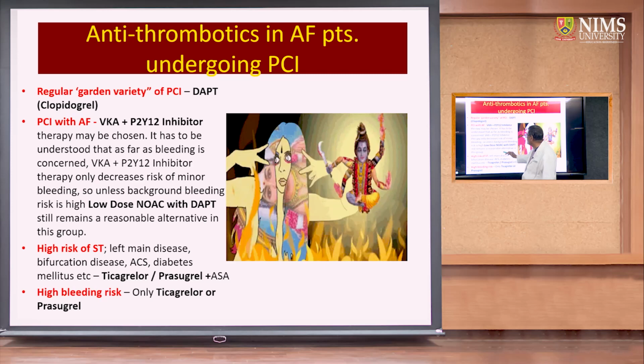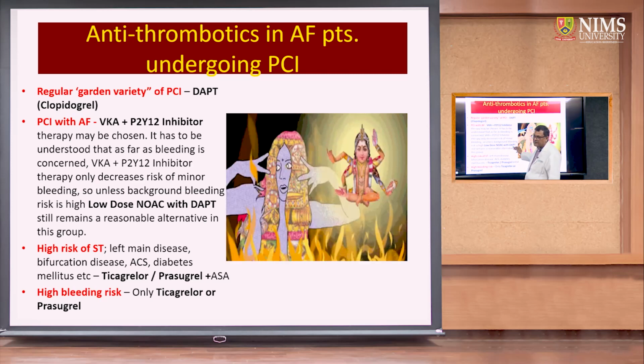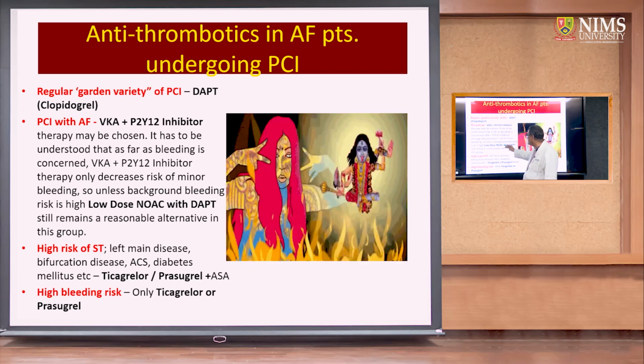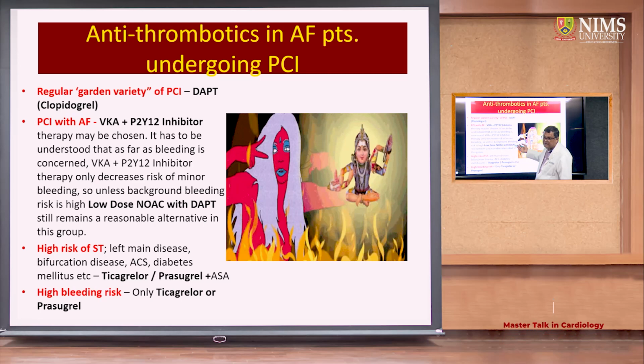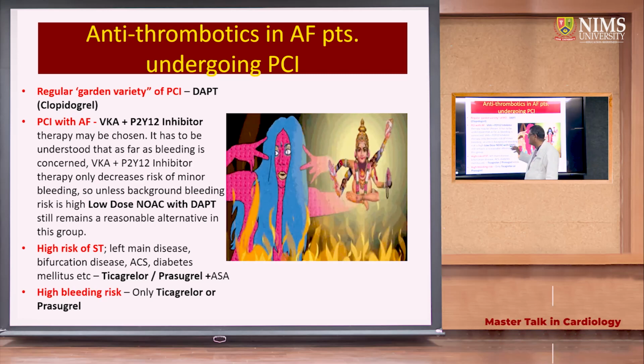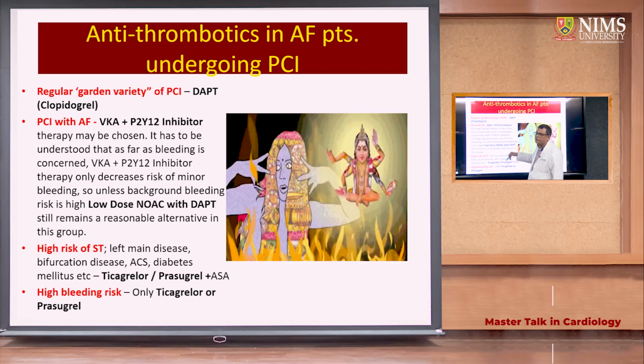The other opportunity could be that you could use a low dose NOAC with dual antiplatelet therapy, the one I was discussing. Only thing you have to add is low dose, because high dose with DAPT becomes triple antiplatelet therapy, which is a very high risk of bleeding. So, you could use a low dose NOAC with dual antiplatelet therapy, and dual antiplatelet therapy with clopidogrel.